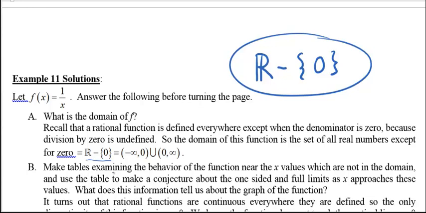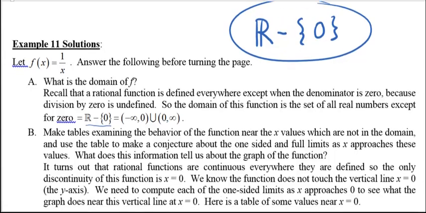So 0 is kind of an interesting point. It's not a point on the graph. So x equals 0, of course, is a vertical line, specifically the y-axis. So we know this graph doesn't touch the y-axis, but what does it do near the y-axis? That's going to be an interesting thing to look at. So let's look at that.